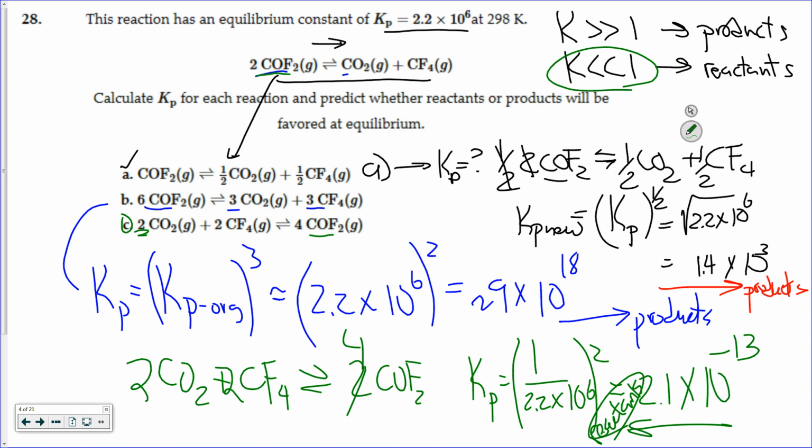Say again? Why is it 1 over? Okay, because we had to take this one and flip it around. Right, so it's when you spin it around, that's when you have to take the inverse of it. You multiply it by something, you take it to that power. Yeah. Yep. So for B, why subtract?